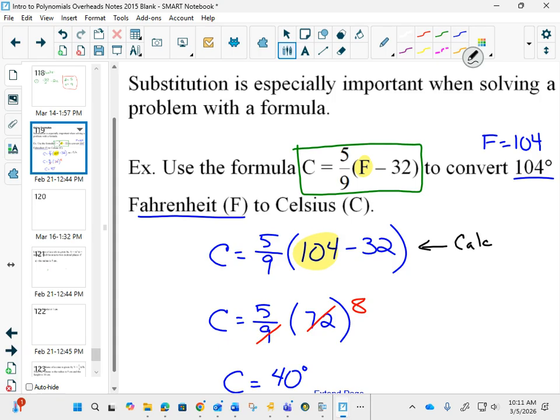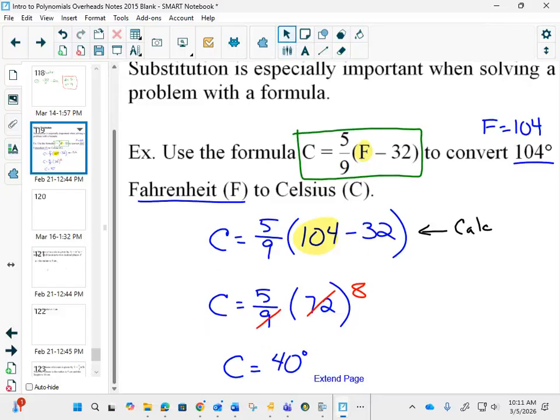But if you did order of operations, you would do the 104 minus 32 first and get 72. And 72 divided by 9, for those of you going on to apply pre-calc next year, you'll have to do this kind of stuff without a calculator. So 72 divided by 9 is 8. 8 times 5. 104 degrees Fahrenheit is 40 degrees Celsius. Should you bring your winter jacket? No. That's hot.